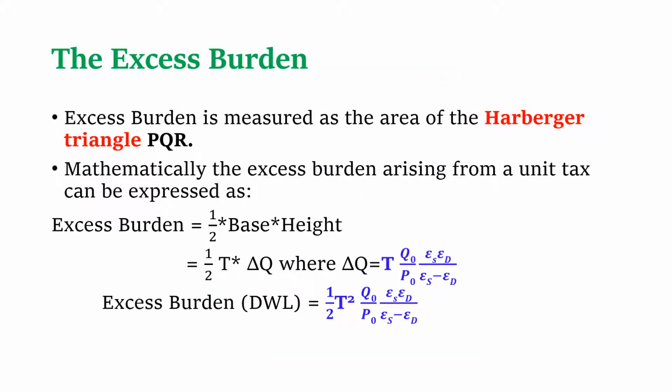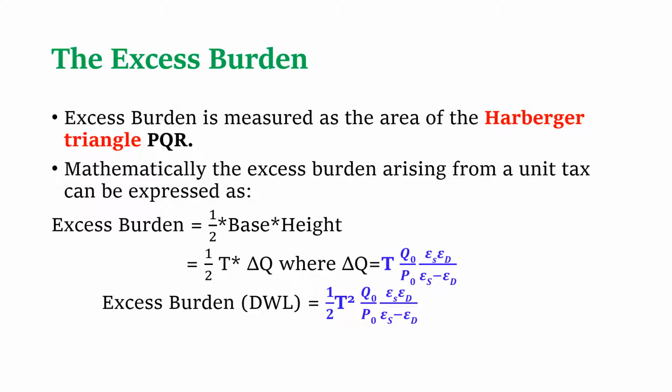Now, the excess burden here is measured as the area of the Harberger triangle, which is PQR. Mathematically, the excess burden is just half times base times height. The change in quantity is the tax multiplied by the ratio of the original price to original quantity, multiplied by the elasticities of supply times demand over elasticity of supply minus demand. That is your delta Q, the change in quantity.